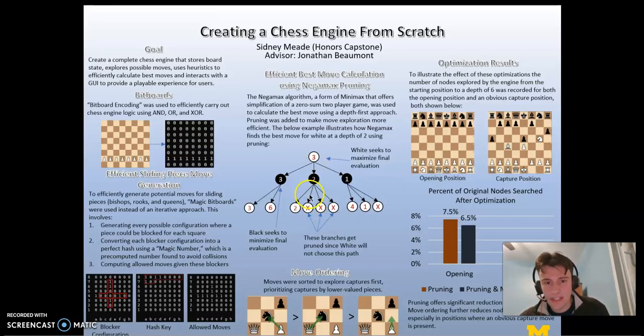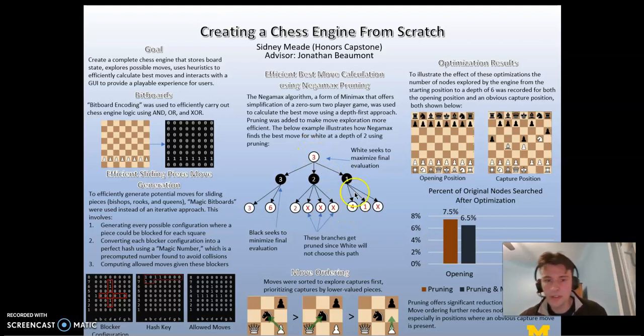And so given that information, we can just not search these. And we can just not search these because white will never go down this path. There's no reason for white to do that. And so again, we can follow this logic down here.